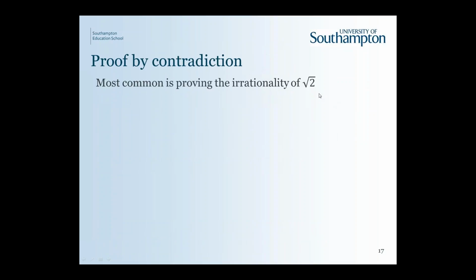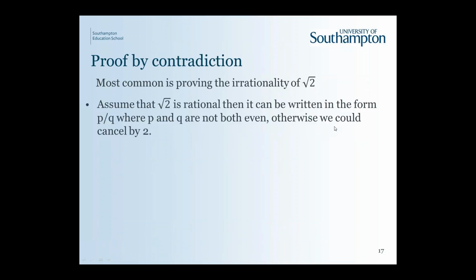Often they're asked to prove something like, prove that root 2 is irrational. So you assume that root 2 is rational. That's your starting point. So if root 2 is rational, that means we can write it as a fraction, p over q. We'll say they're not both even, because if they were, we'd just be able to cancel by 2 anyway, and we'd have it down to the lowest. And thus, we may as well just stick with the lowest at the beginning.